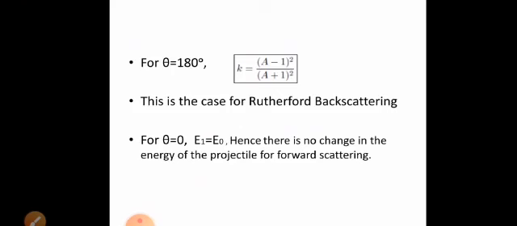So what happens for theta equal to 0? That I have explained earlier. When theta equal to 0, that means there is no scattering happening. So when you apply it in this equation, you will be getting E1 is equal to E0. E1 divided by E0, the kinematic factor, is getting equal to 1. When kinematic factor is equal to 1, what does it mean? E1 by E0 is equal to 1. That means E1 is equal to E0. There is no change in the energy of the incident particle. That is the forward scattering. But we are interested in backward scattering. That is Rutherford backscattering. For theta equal to 180, that is the case.